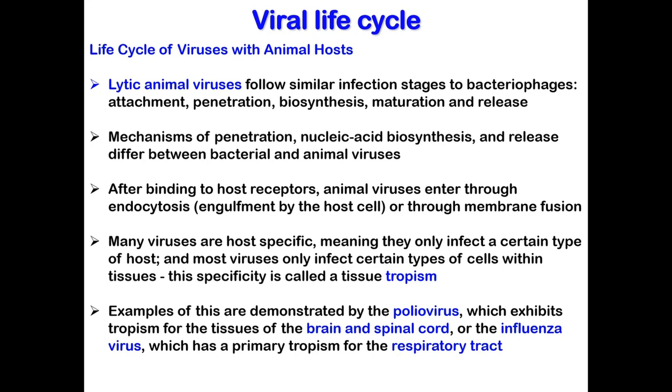Many of the animal viruses are host-specific, so that means they only infect a certain type of host. And most viruses only infect certain types of cells within tissues. And this specificity is called tissue tropism. So examples of this are shown by the poliovirus, which exhibits tropism for the tissues of the brain and spinal cord, or the influenza virus, which has a primary tropism for the respiratory tract.